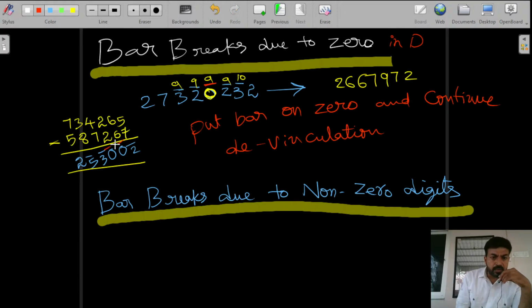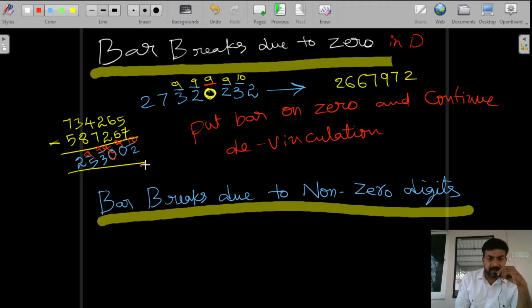Bar breaks due to zeros, right? You have to put a bar on the zeros. You have to continue. Your bar breaks due to two zeros. Even with two zeros, you put a bar and continue this devinculation. 9, 9, 9, 9 on 3. Every digit you subtract from 9 except the last one. The last one you subtract from 10.